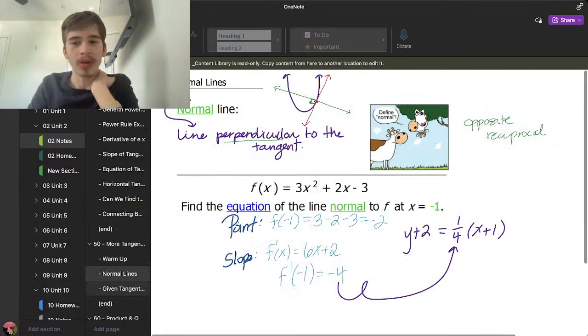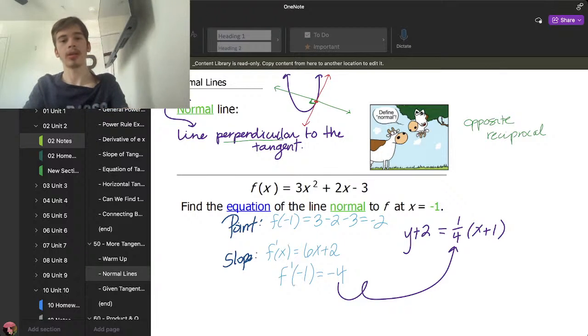Okay. Normal line, opposite reciprocal. Yeah, just know that it changes.